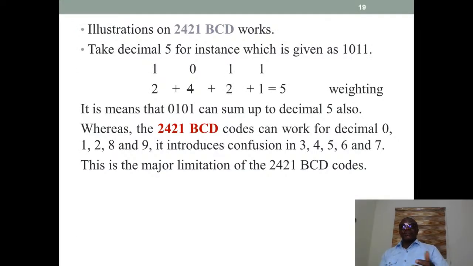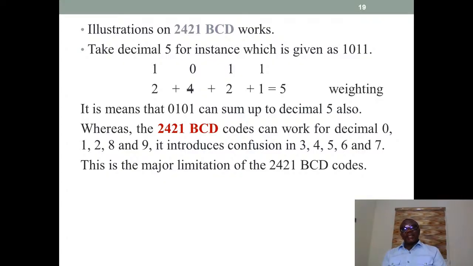Now, see what the computer will do. We will look at the first one, give it a weighting of 1, the next one a weighting of 2, the next one a weighting of 4, the next one a weighting of 2. Now, that of 4 is 0. So what is remaining is 2 plus 2 plus 1 equals 5. So in the 2421 BCD code, we always see 1011 as equal to 5 in decimal.